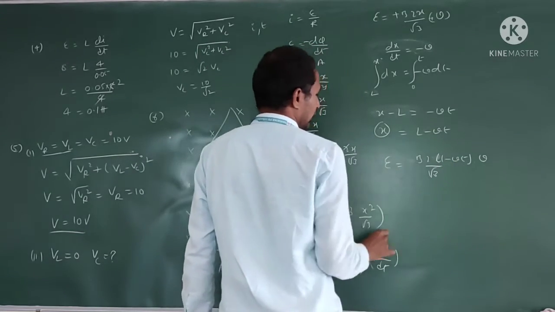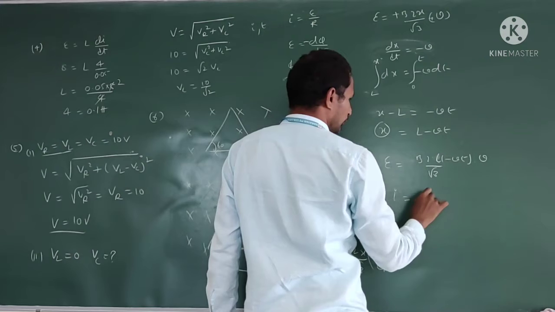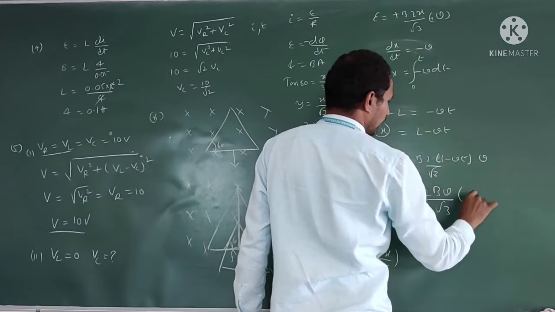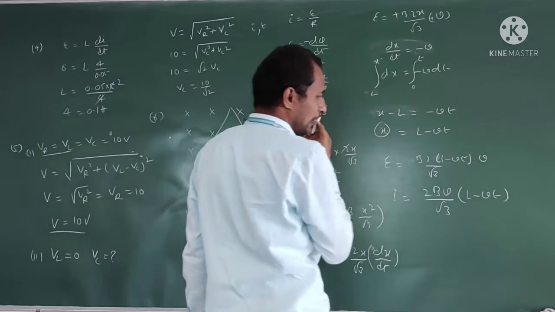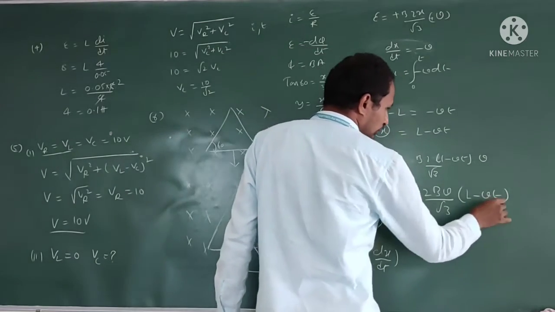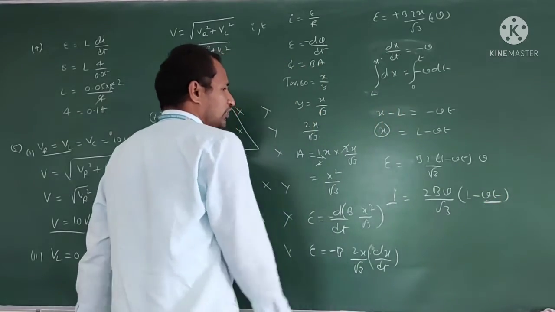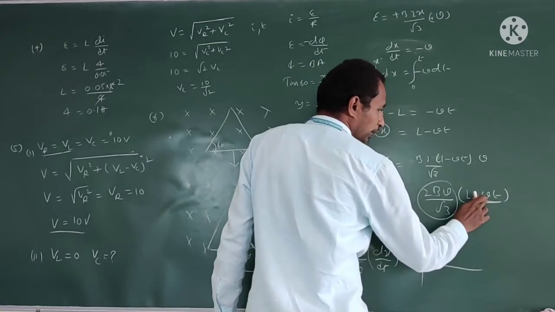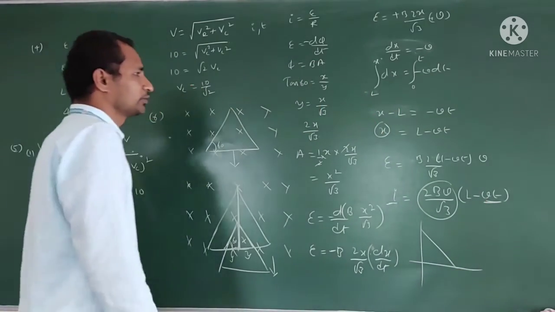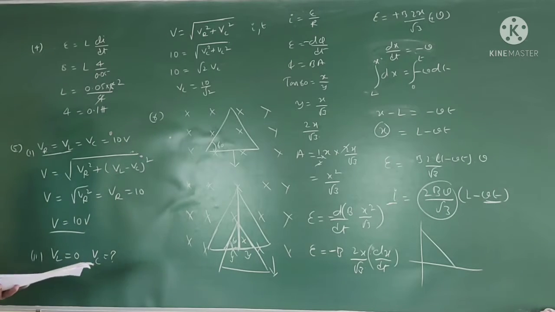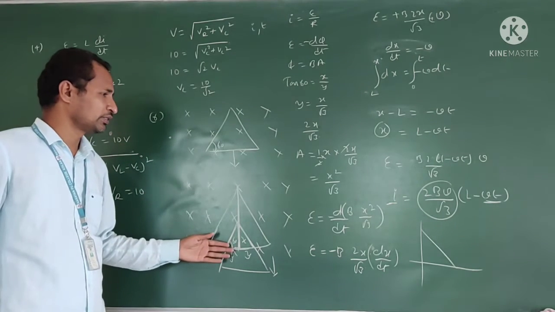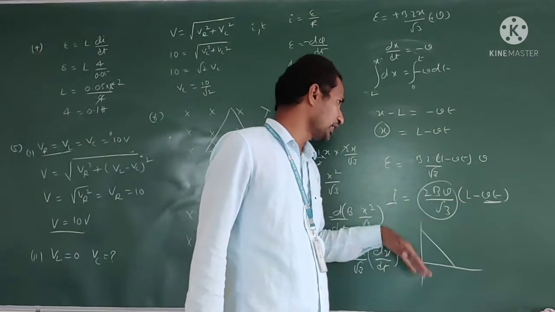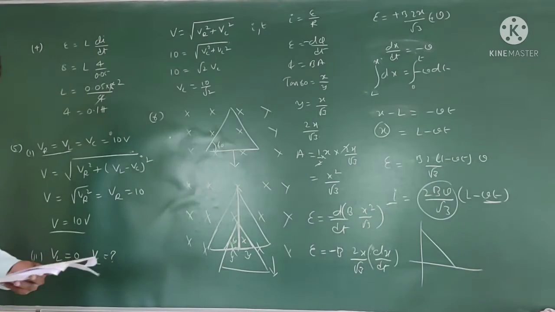So now this is E. I is equal to 2BV by root 3 into (L minus Vt). This is I. Okay, this total is constant, so it forms a straight line. What is the slope? Negative slope. So it comes like this. If we know the concept, we can directly say the graph, but whether the slope is negative or positive, how do we decide? This is the story.